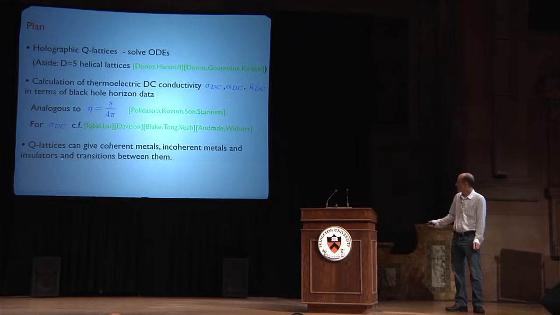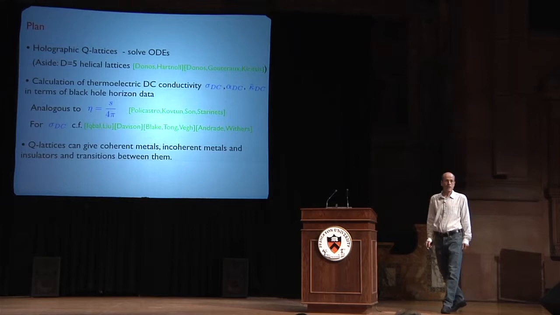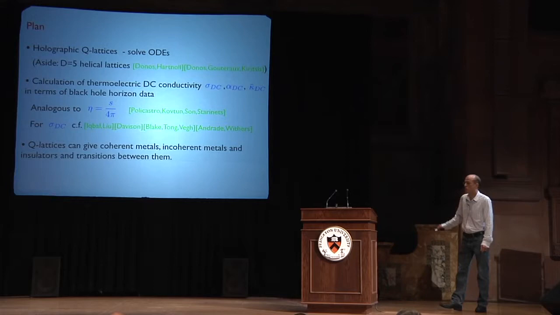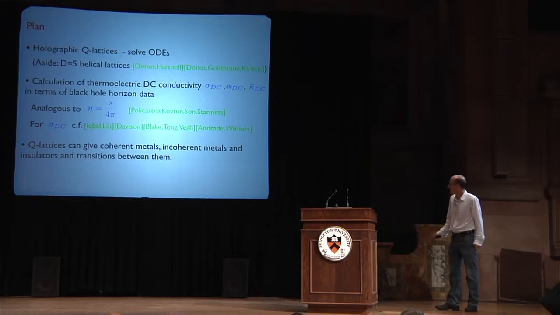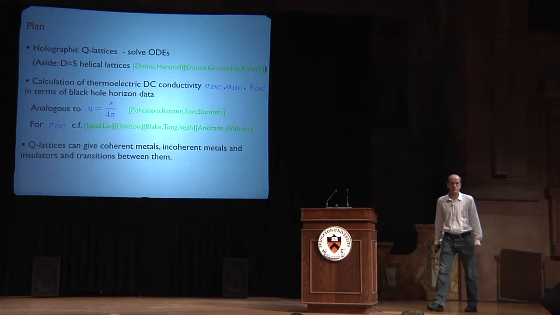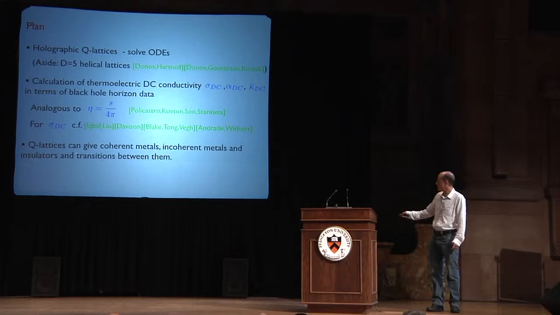For sigma DC, there's a nice paper by Iqbal and Liu, and to some extent our work is generalizing what they did several years ago. And more recently, there's been some related work in the context of massive gravity and other contexts where there are similar results. Once I've done that result, I will give you some examples of explicit Q lattices and how they can give you coherent metals with Drude peaks, incoherent metals without them, insulators, and transitions between them.